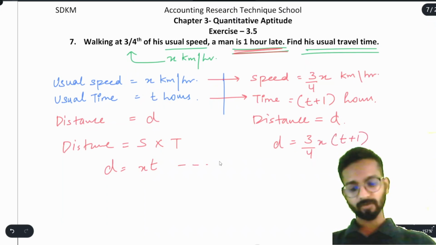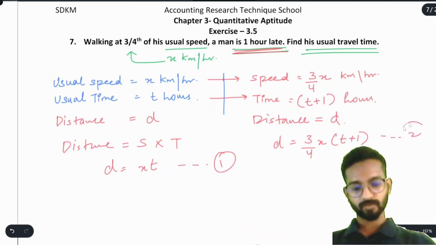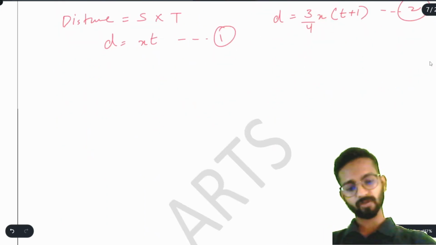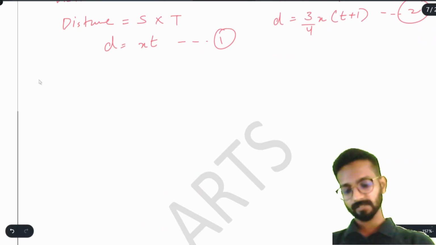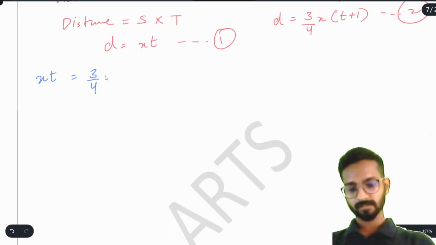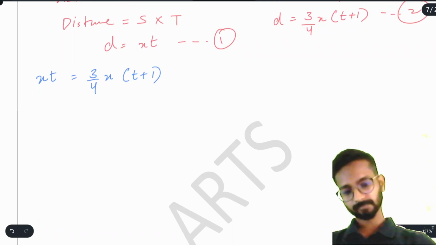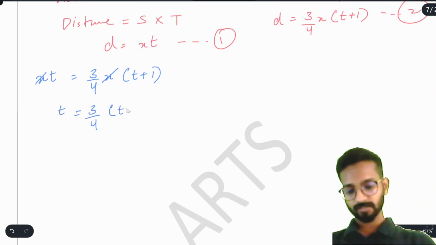Because both are d, equation 1, equation 2, we can equate both the equations because d is equal to both the equations. Now you can say xt is equal to 3 by 4x into (t plus 1). Then x will be cancelled. t is equal to 3 by 4 into (t plus 1). 4 will go that side. 4t equals 3 of (t plus 1).